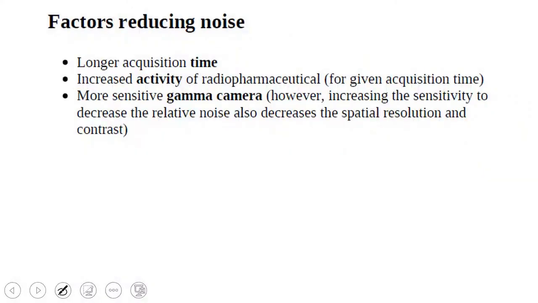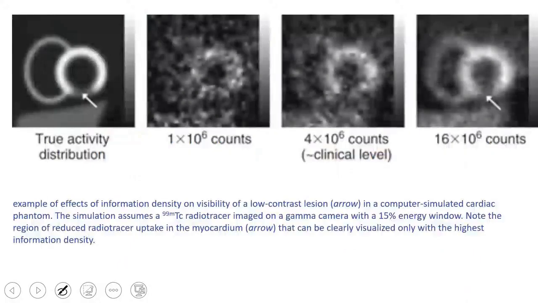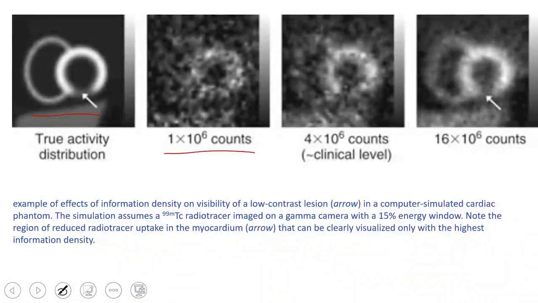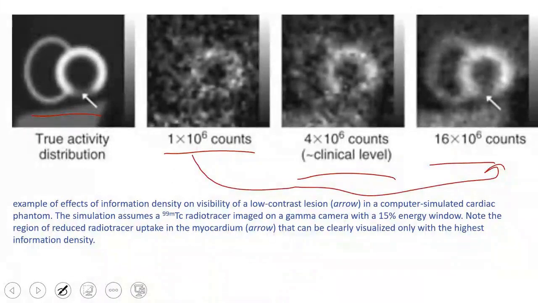For example, in the case of myocardial imaging, if you collect counts, for instance, if the counts are low, like 1 million counts, and you increase it to 4 million or even 16 million, you will see what happens to your image. The difference is very clear. Between this image and that image, the noise has decreased. Once the noise decreases, you start to see better.